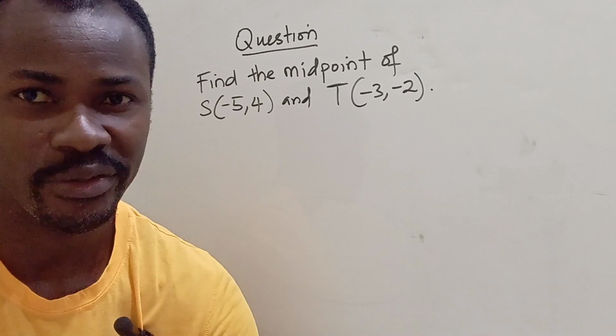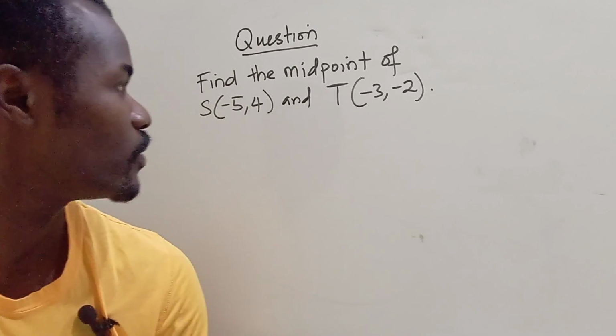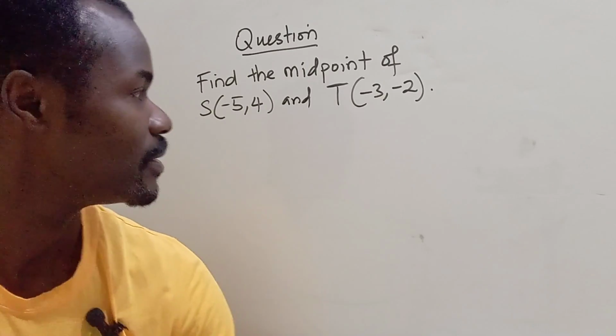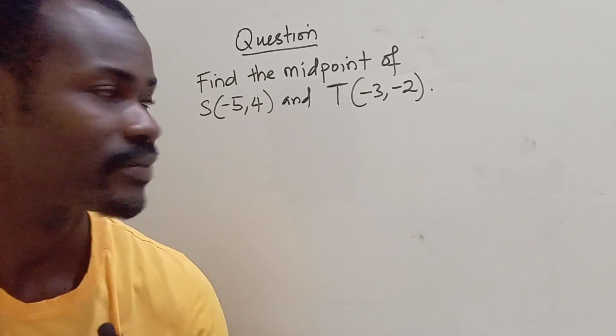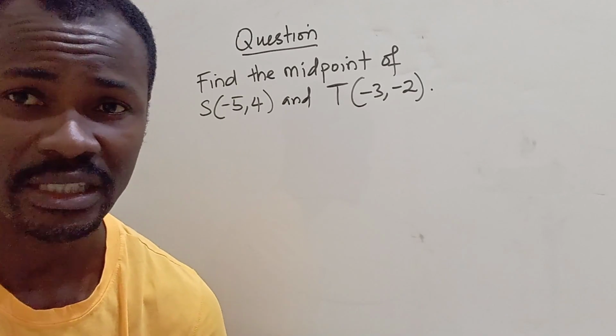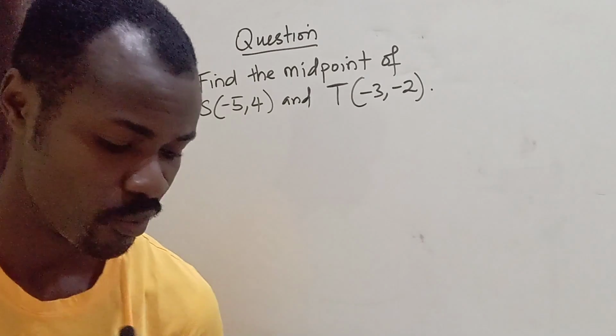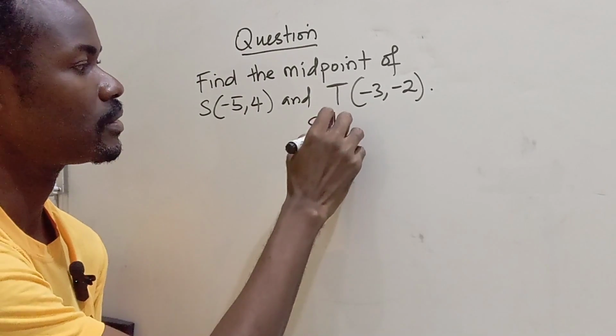Let's look at this simple problem on coordinate geometry. The question says find the midpoint of a line where point S is (-5, 4) and point T is (-3, -2). So let's look at this problem's solution.